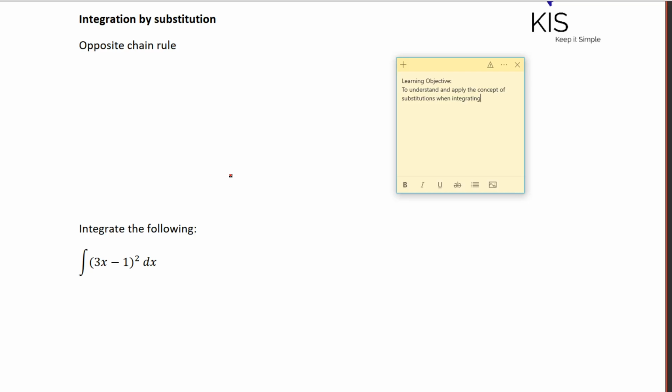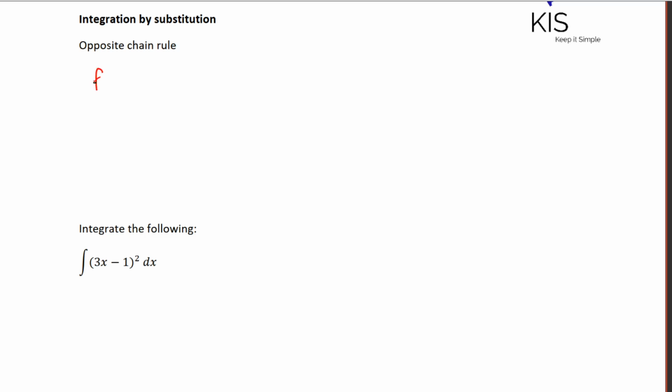So the objective of this lesson is to understand and apply the concept of substitutions when integrating. When we're doing integration by substitution, we're essentially drawing on the principles of the chain rule. The chain rule can be written in two different ways. One way is d/dx of some composite function, f of g of x, is the derivative of the whole thing times the derivative of the inside. And you may be familiar with that.